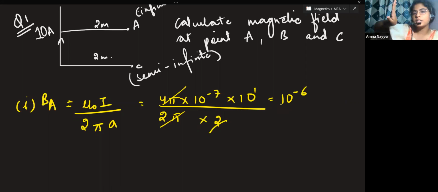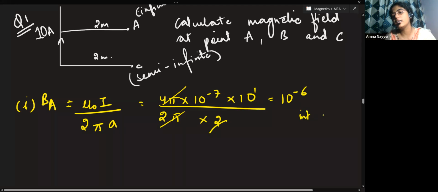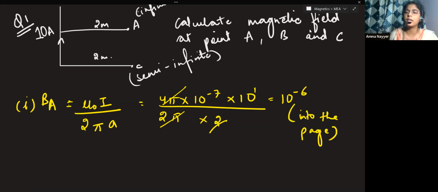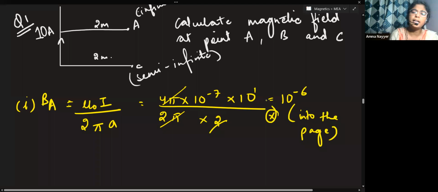This is the direction of the current flowing, and this is my point. So it is leading towards you people, into the page, into the screen. That means inwards. I'll write it into the page. Into the page or inwards you'll write. Put a cross or write. That is your complete answer. You just need the direction.